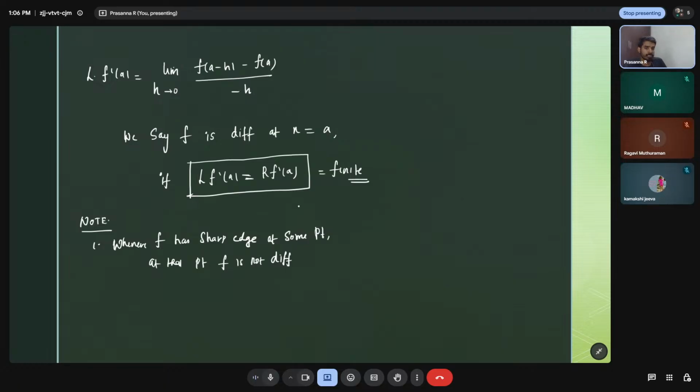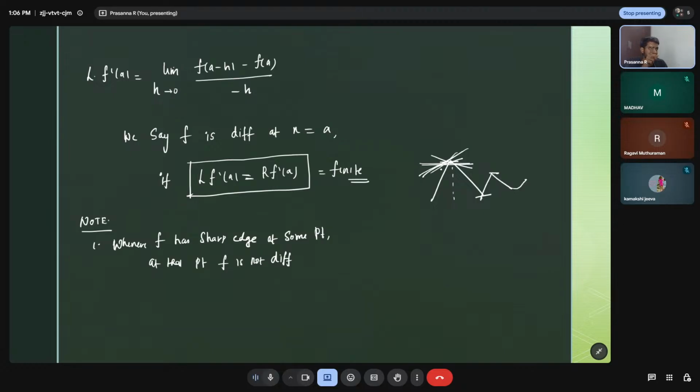Whenever you have a sharp edge, for example, if the function is like this, you can see it has a sharp edge here, here and here. At these points, the function is not differentiable. Why? Because at these points, there is no unique tangent line. You can draw infinitely many tangent lines at that point.